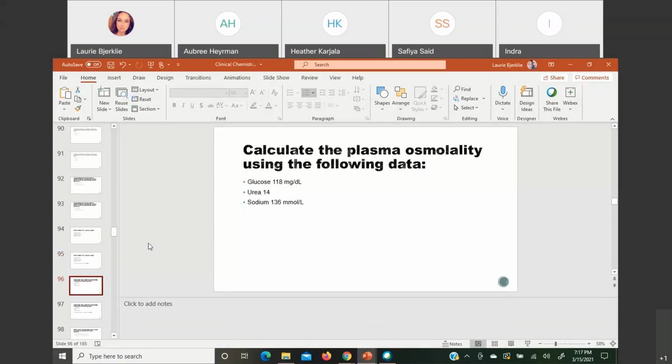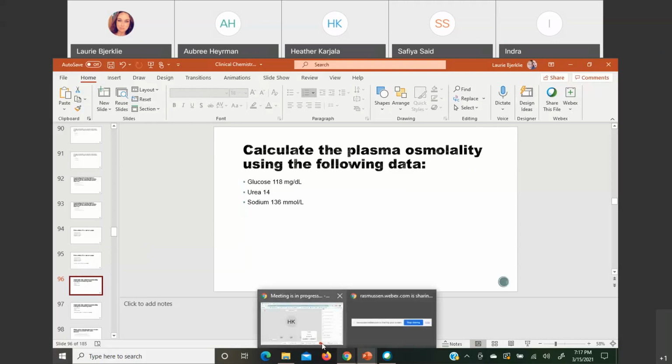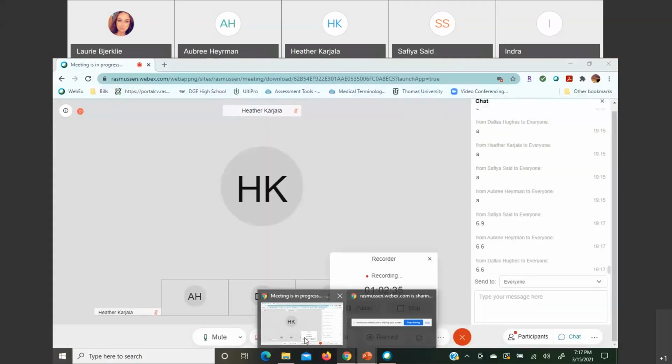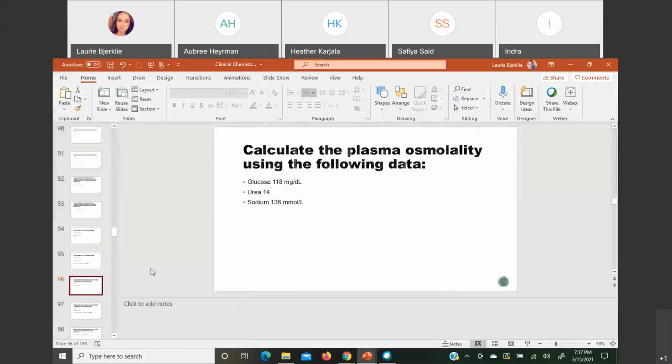Calculate the plasma osmolality using the following data. So this is another one of those calculations you should know for boards, your osmolality calculation. I'll give it a few seconds. I'm not going to take forever, just for you guys to look at it. Oh, you guys did start answering. Thank you.